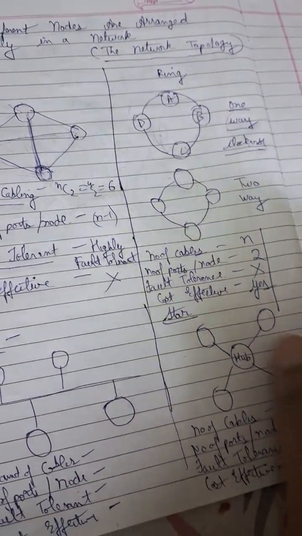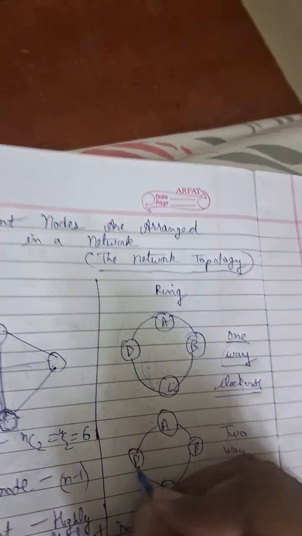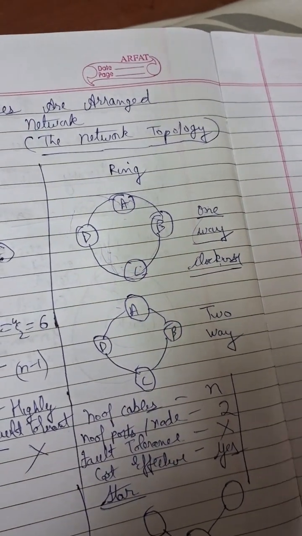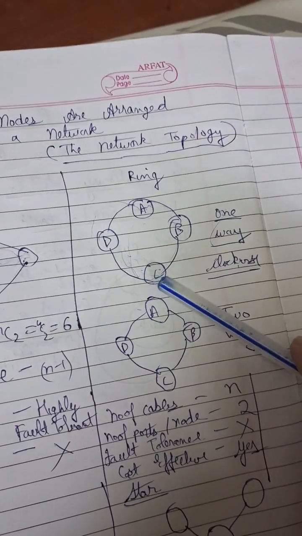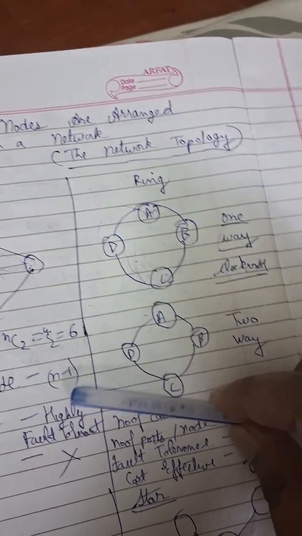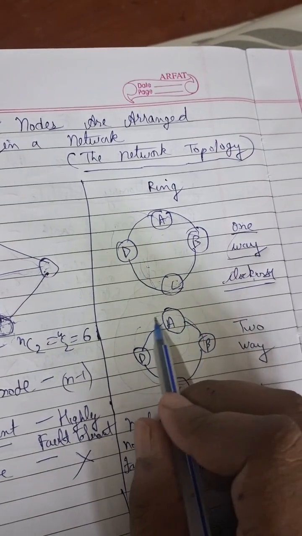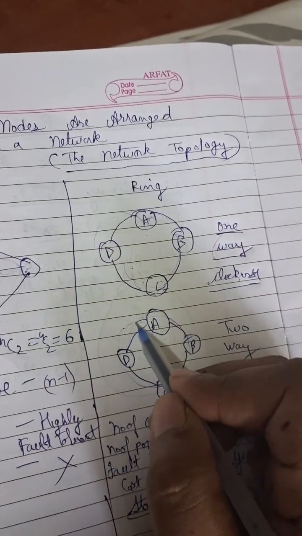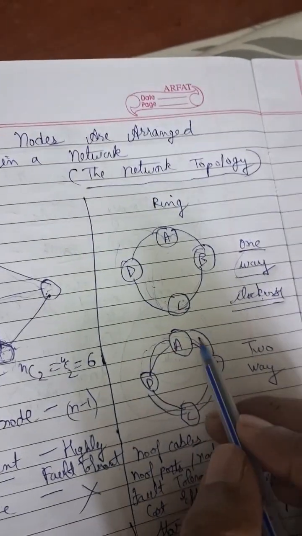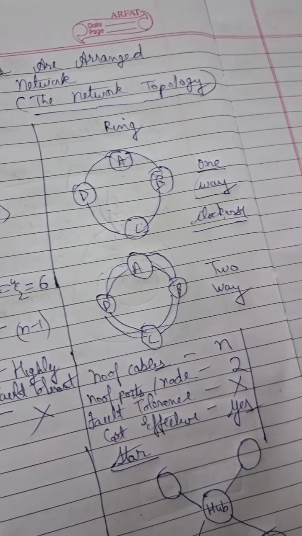Now what happens about the two-way ring? See, in a two-way ring, everything is same, but here both options are open. We can send the data whenever we want. We can send the data either in a clockwise fashion, or in an anti-clockwise fashion. So actually not a single circle is there, but you could say two rings exist. Whenever one ring moves the data in clockwise fashion, the other ring moves the data in anti-clockwise fashion.